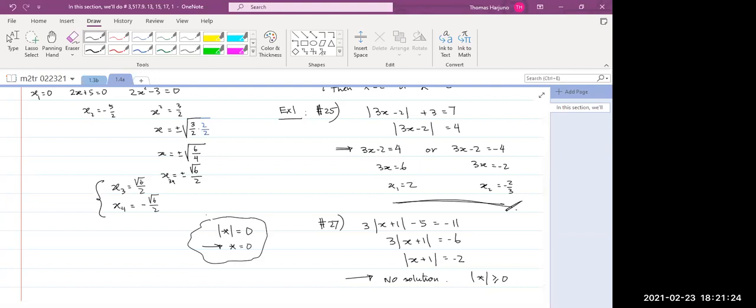Now, on Thursday, I will continue with radical equations. But you can do most of the problems already, especially if you already watched lesson 3. On Thursday, we will continue with lesson 4. Please watch lesson 4 before you come to class.